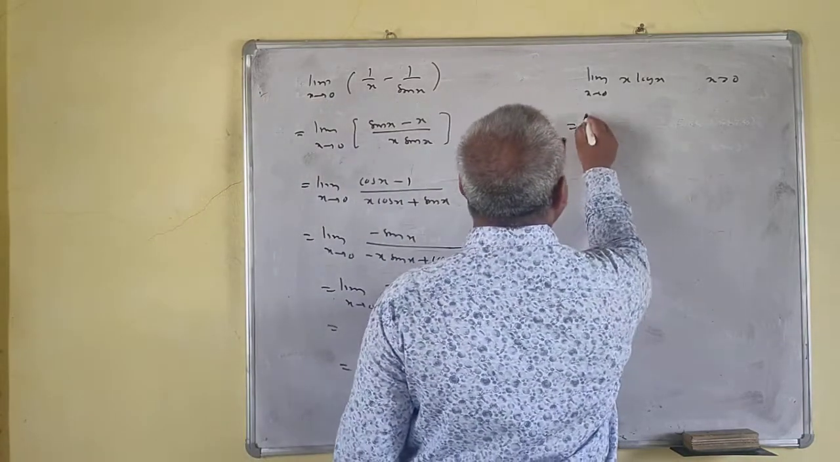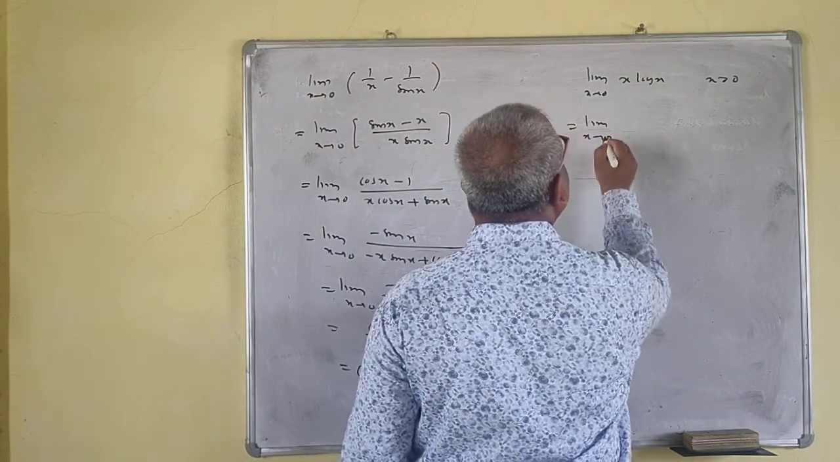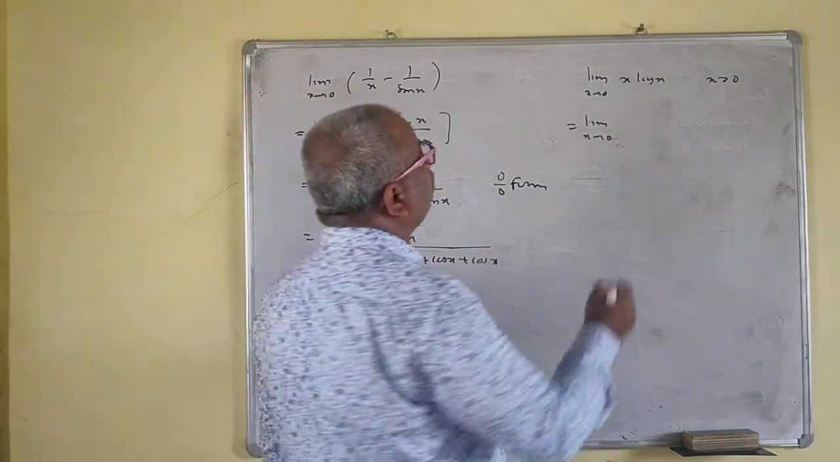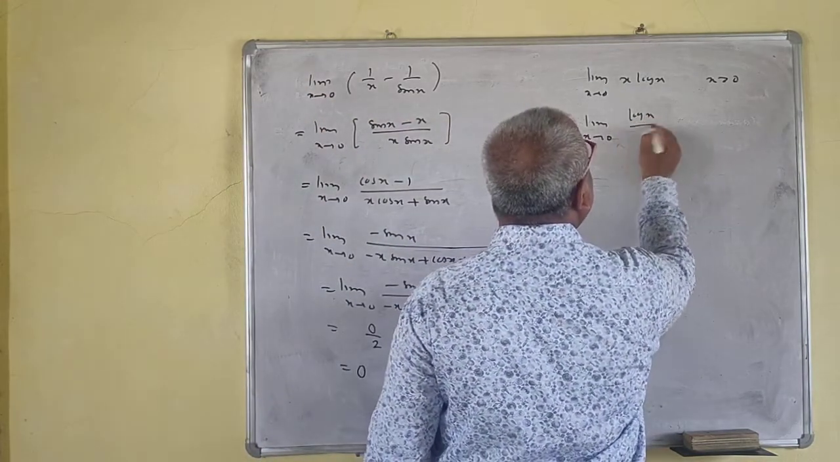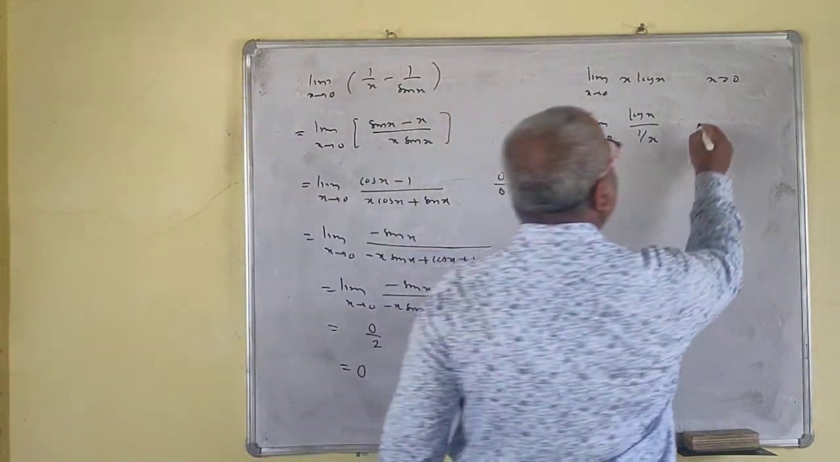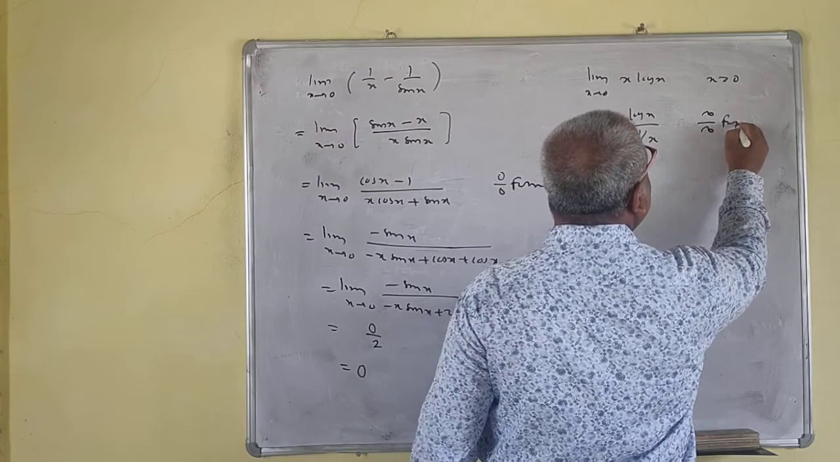So what we'll do, we'll convert this into infinity by infinity form, or 0 by 0 form. So we'll write this as log x upon 1 upon x. Okay. Now this is infinity by infinity form.